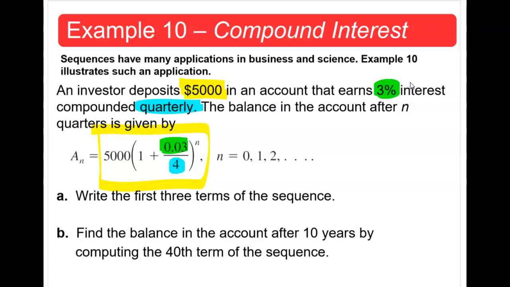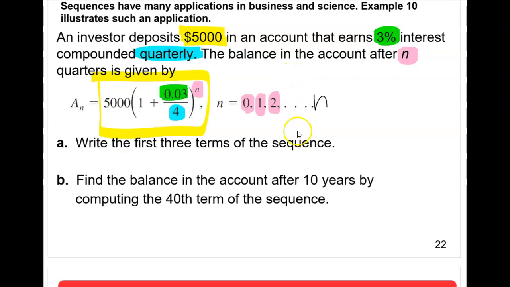And for us to find the balance after a certain number of quarters, we will be substituting the exponent that we see here for n with the numbers 0, 1, and 2, and so on, because we don't know what n is. In fact, we could just consider n to be the last term here. So for part A, they want us to write the first 3 terms of the sequence. And then for part B, we're finding the balance in the account after 10 years by computing the 40th term of the sequence.